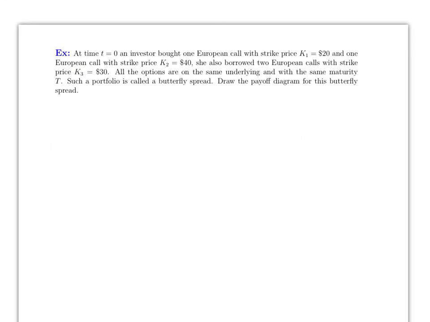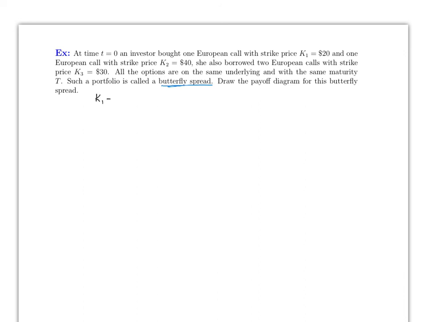All right, so finally, let's do one more example. At time zero, the investor bought one European call with a strike price of $20 and another European call with a strike price of $40. She also borrowed two European calls with a strike price of $30. All the options are on the same underlying, like Apple stock or Tesla stock, and all of them have the same expiration time or maturity time T. This is called a butterfly spread. So what will be the payoff function for this?